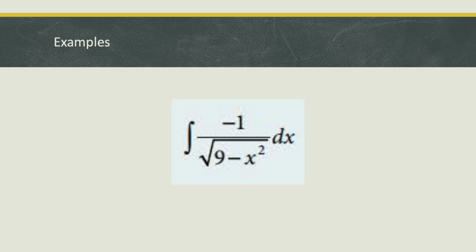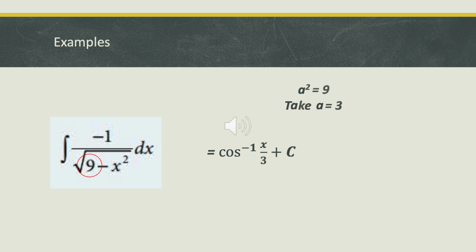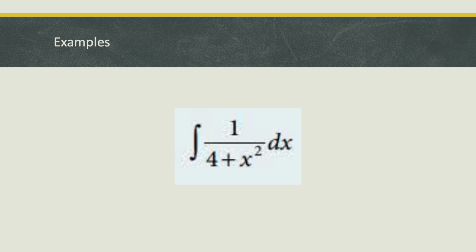Example: integration of minus 1 over the root of 9 minus x squared. Here we see the top is negative this time and the bottom is still a root, so we can conclude the answer will be a cos inverse. Here I have the general form again. Now we look at 9, which is our a squared, and then we take that and get a equals 3. Now we replace our a with 3 in our equation, so we get cos inverse x over 3 plus c as our answer.